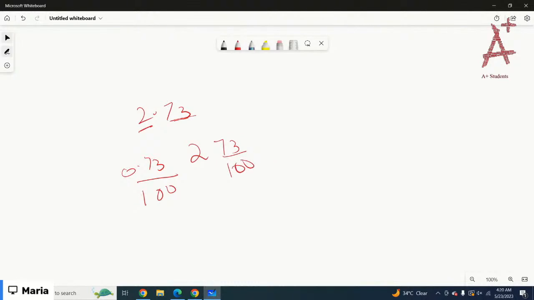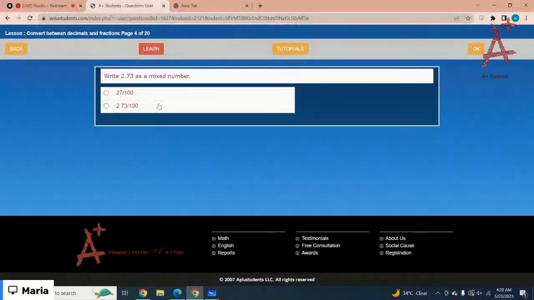Got it? You can write it as 2 whole 73 over 100. Got it? So the correct option is 2 whole 73 over 100.